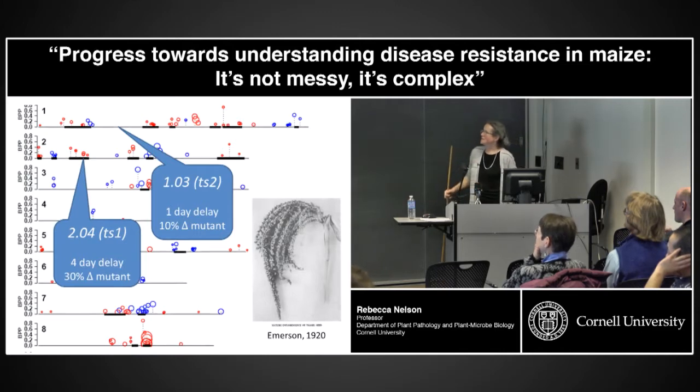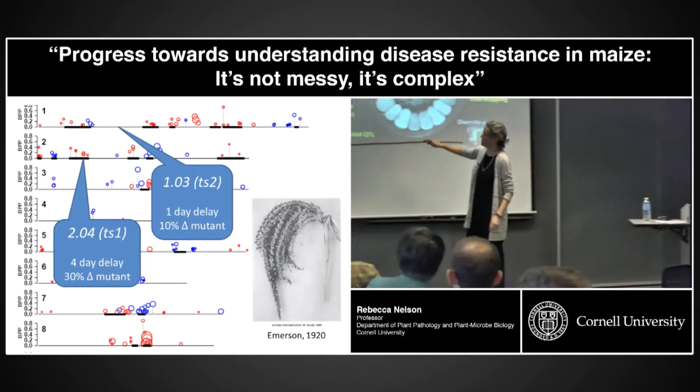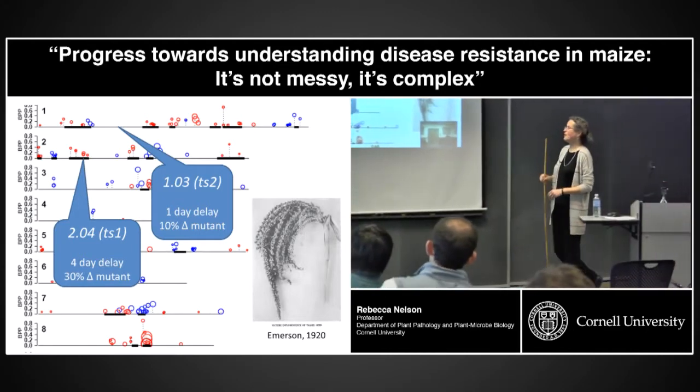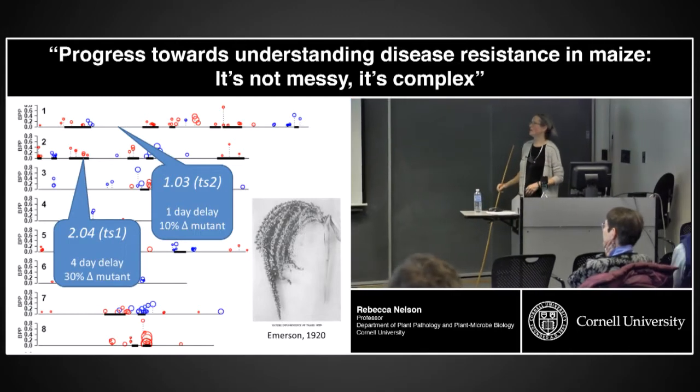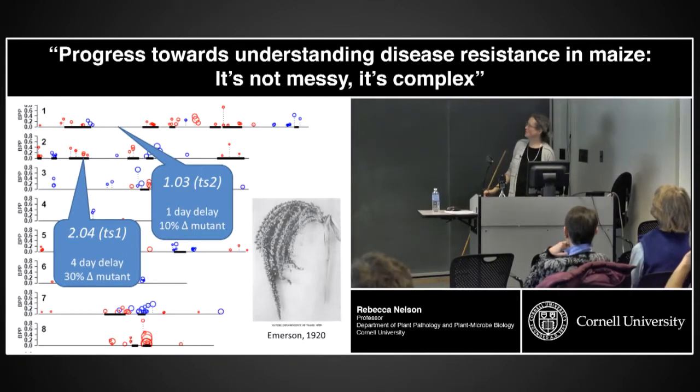So now onto the tassel seed story. This is Judy Kolkman's work. It's nice that the mutant phenotype here was discovered by our very own Emerson of Emerson Hall. I'm sure he would not appreciate that description.